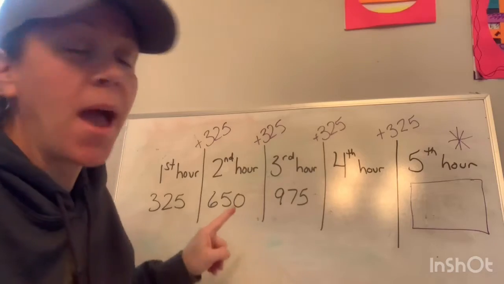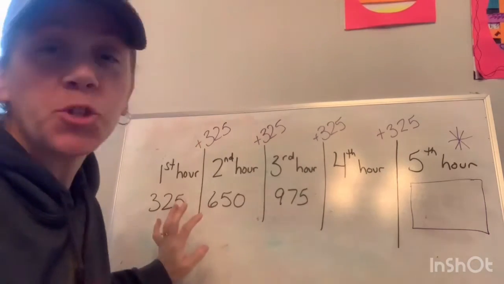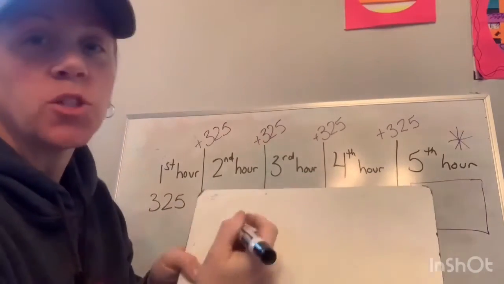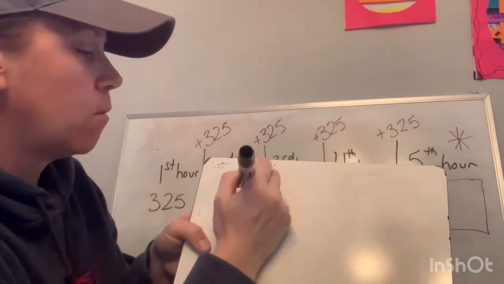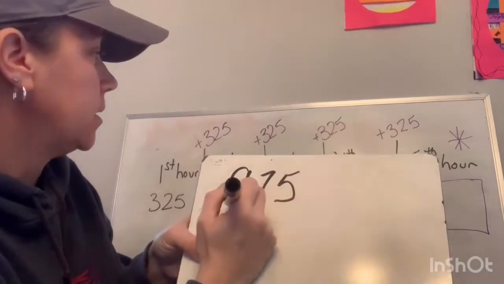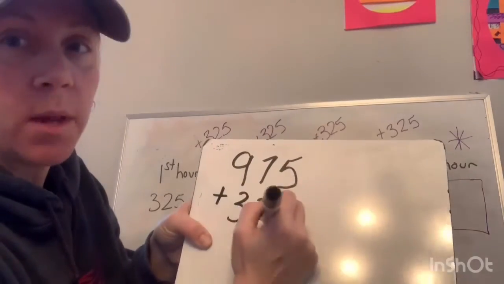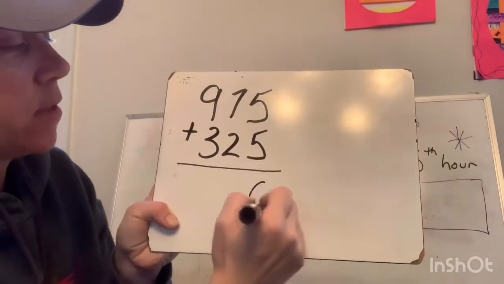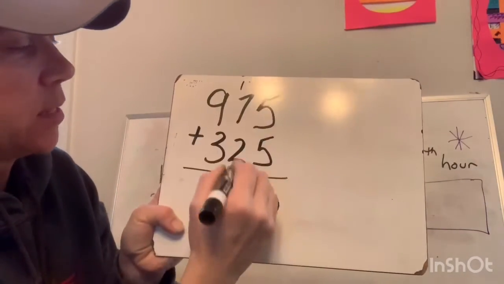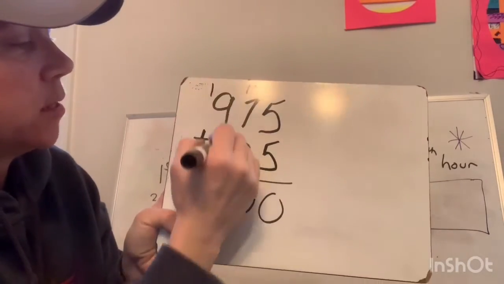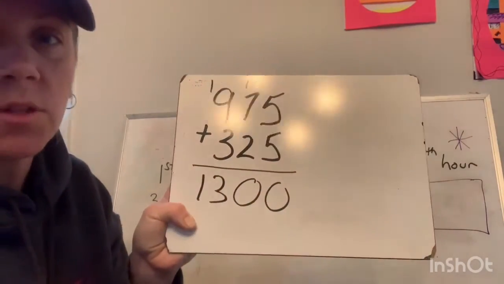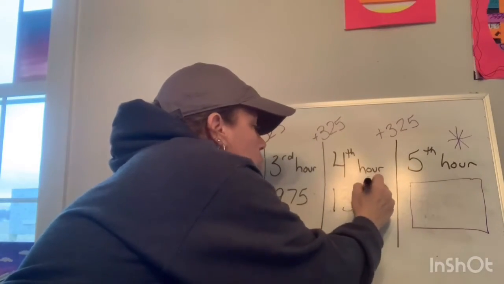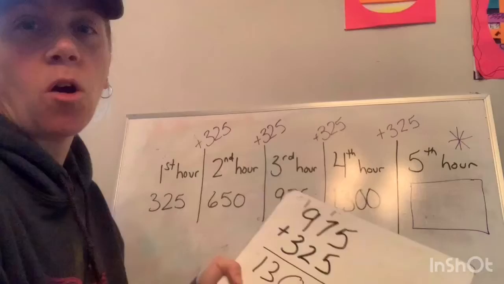So I'm using my pattern of 325 to see how many tickets got sold after the 4th hour. So I'm gonna actually use this whiteboard here, 975, and I'm gonna add my 325. Can you see that? There we go. 5 plus 5 is 10, 7 plus 1 is 8, plus 2 is another 10, 10, 13. So we have 1,300 tickets. So that's gonna go after the 4th hour, I sold 1,300 tickets all together.